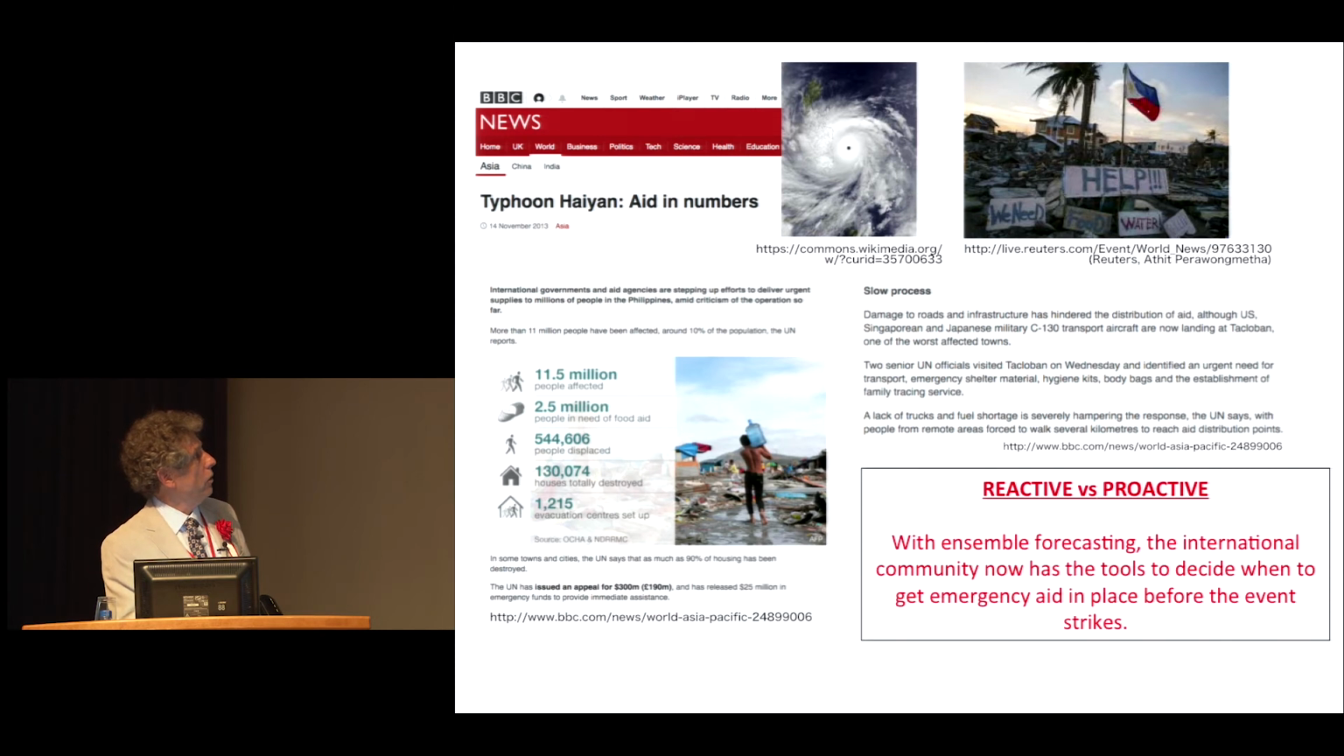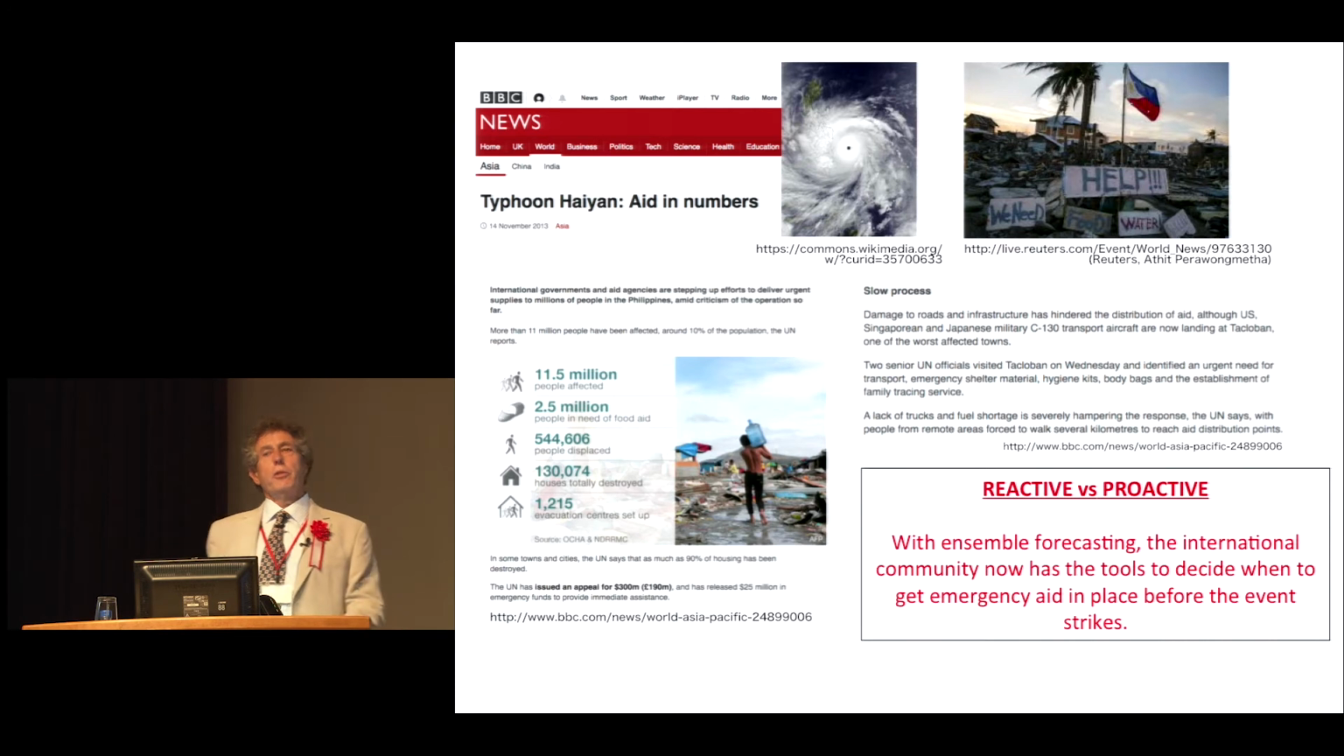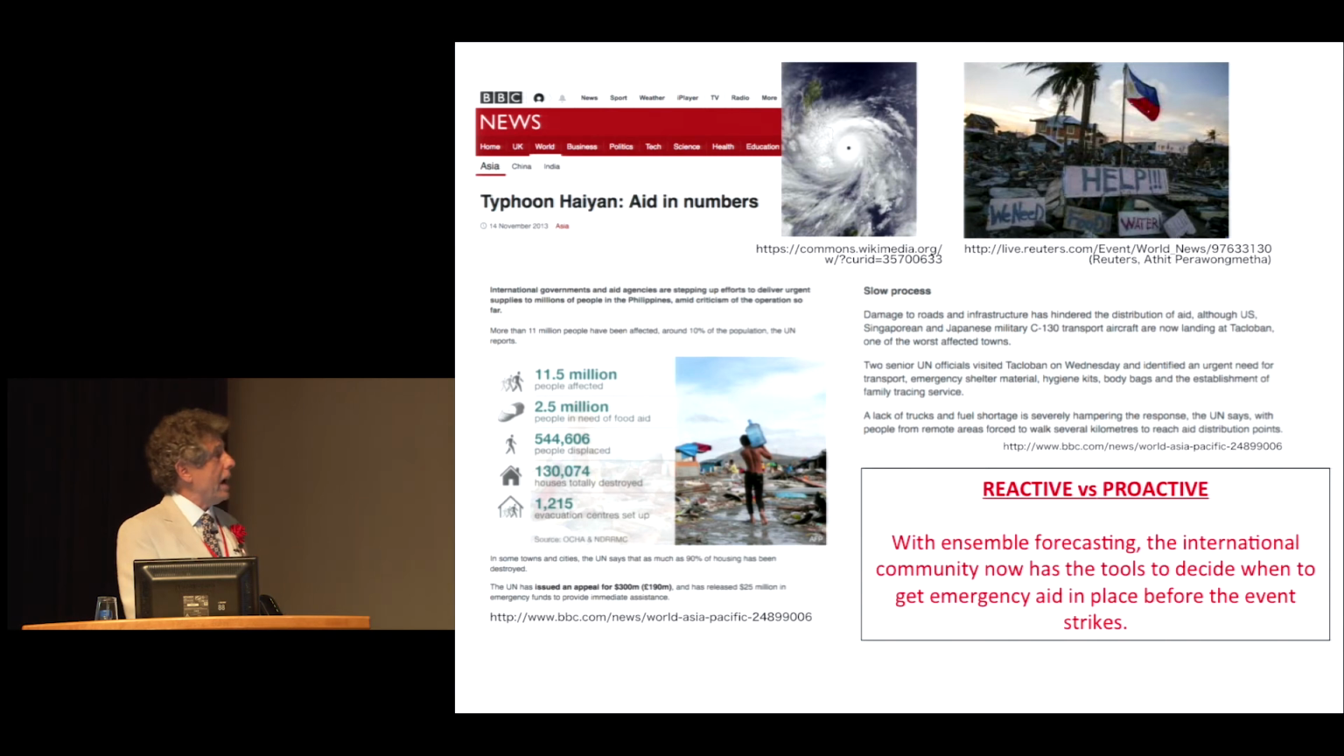And here we see people holding up signs: we need help, we need food, we need water. Part of this has come because the aid agencies are responding to the disaster. They are meeting the needs after the disaster has hit. They're reacting to the disaster. Whereas now, we're beginning to get the tools we need to act ahead of time, to be proactive rather than reactive. To be proactive, the disaster agencies need some quantitative estimate of the risk of these disasters.